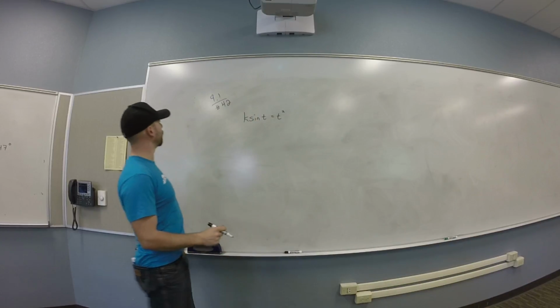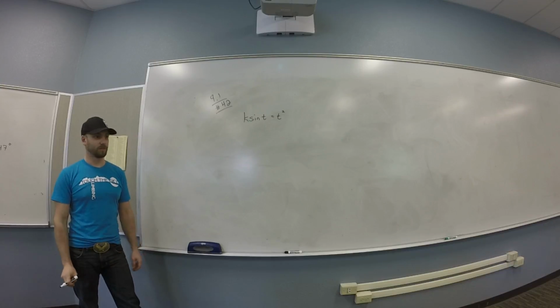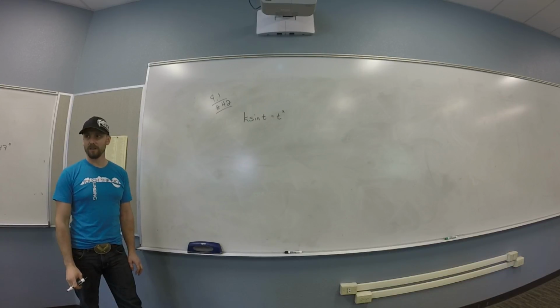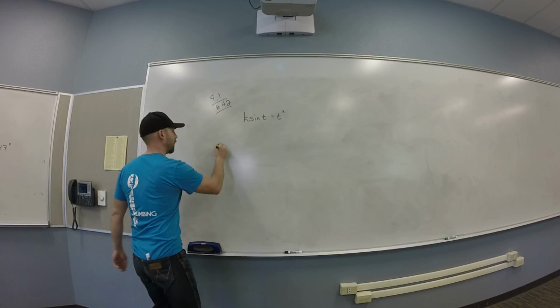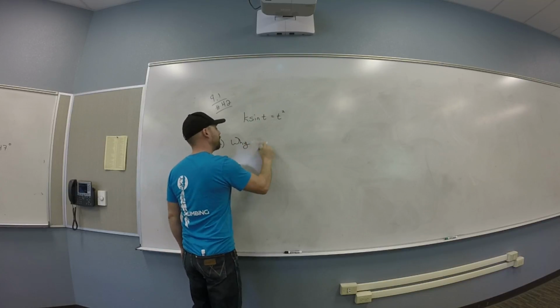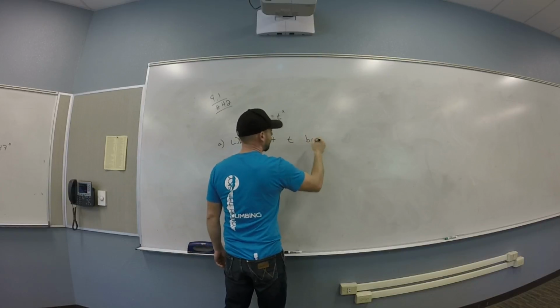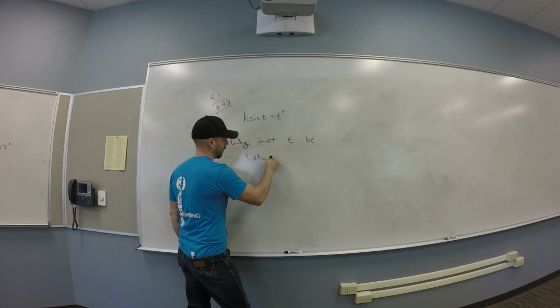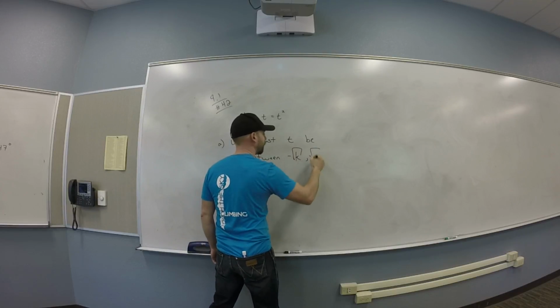Okay, so I want to do 9.1 number 42, which starts with this equation. It has k sine t equals t squared. And then it tells me to explain some stuff. So 1, why must t be between minus root k and root k?